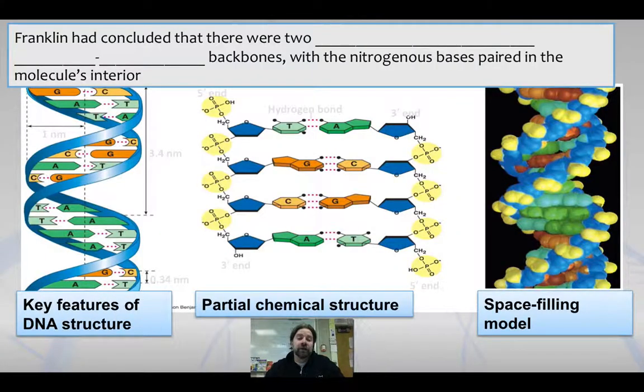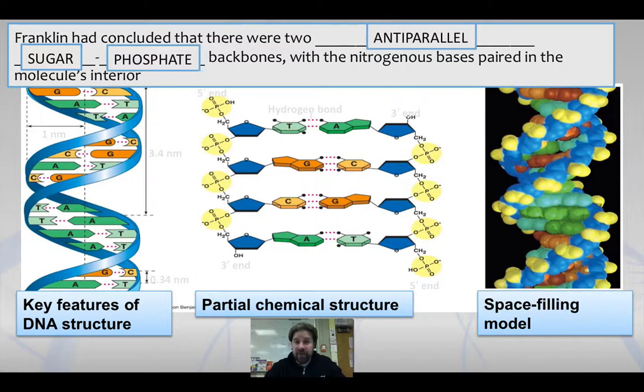Franklin concluded that there were two anti-parallel sugar phosphate backbones with nitrogenous bases paired in the molecule's interior. So that's what you see here. You can kind of see our phosphate backbone, and you'll notice that there's a zigzag pattern here. That's a sugar phosphate backbone, and the other side has one too, but the other side it's upside down. And that's what we call the anti-parallel nature of the sugar phosphate backbone.